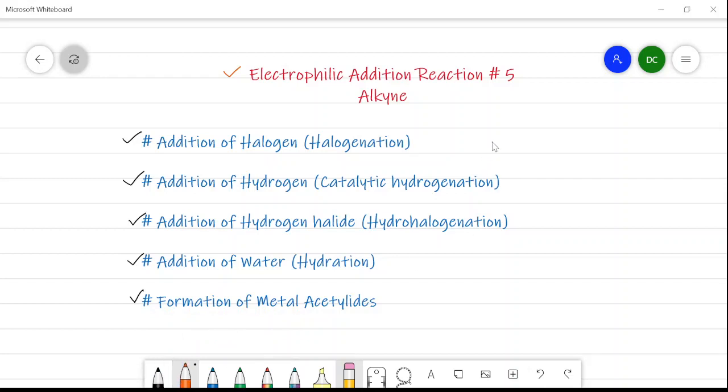Now see the first two reactions, that is addition of halogen and hydrogen. Here halogen and hydrogen, they are symmetrical reagents. Therefore here there is just an addition of halogen or hydrogen across the triple bond, so no Markovnikov rule is there. But in case of addition of hydrogen halide and addition of water, as the electrophilic reagents are unsymmetrical, therefore in case of unsymmetrical alkyne we will see a Markovnikov addition, and in the formation of metal acetylides we will see the acidic character of hydrogen which is present in the alkyne. So let's start with the first reaction, that is addition of halogen.